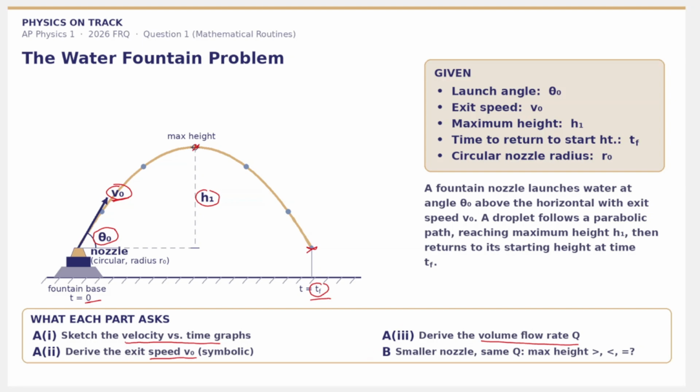And then we come to the third thing we have to do in this problem, which is in part B, to make a claim, and you have to defend it with reasoning based on physical concepts. The question is asking us what is going to happen to the maximum height the droplet is going to travel if you keep the amount of water coming out of the fountain the same. That means the volume flow rate is the same and they're going to decrease the radius. So how is that going to affect the maximum height before it comes back down? Is it going to increase, decrease, or stay the same? That's what we have to justify with the reasoning.